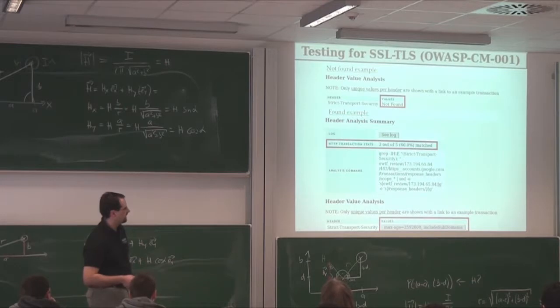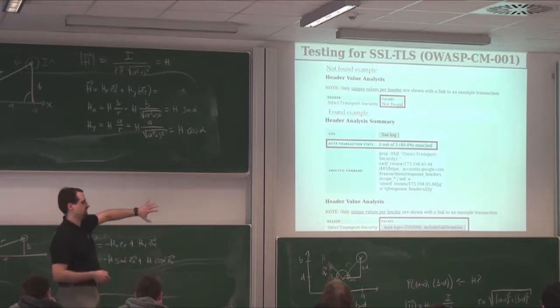So header value analysis shows you the unique values for each of the headers. And in this case, you can see that 2 transactions set it, but you only have 1 unique value. So the value is always the same. And this is a link to an example transaction. Okay, so this is always the same in all of OWTF for all the header analysis, so I'm just explaining it once.